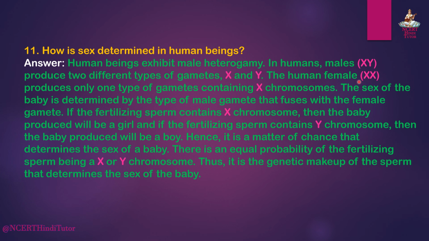The human female, XX, produces only one type of gametes containing X chromosomes. The sex of the baby is determined by the type of male gamete that fuses with the female gamete. If the fertilizing sperm contains an X chromosome, then the baby produced will be a girl, and if the fertilizing sperm contains a Y chromosome, then the baby produced will be a boy.